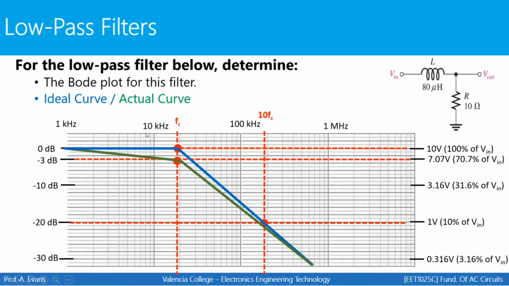So let's say that, if this is 10K, I input 8 kilohertz. On my actual curve, I can go across here and say, if I put in 8K, I'm going to get maybe about 8 volts out, because that's in between 7 and 10. So I can read this Bode plot and automatically know the frequencies that pass, the frequencies that don't pass, and the output I can expect.